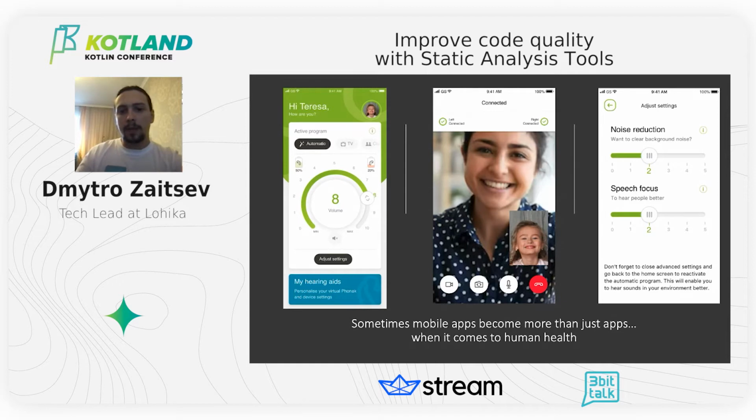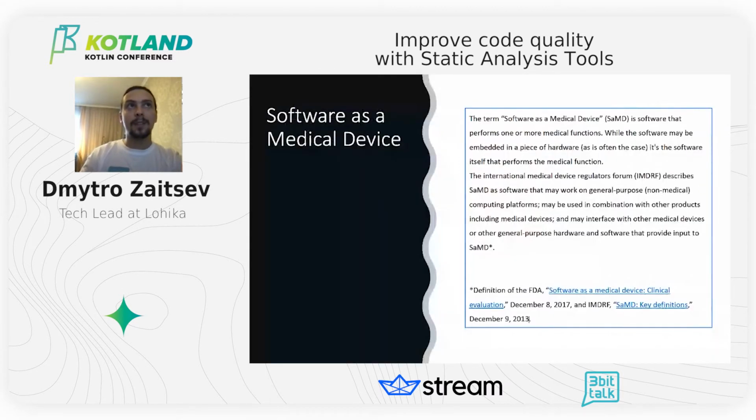But why is this type of application different? Because they are called medical devices. Here you can see the definition of what is software as a medical device. The definition is provided by the Food and Drug Administration in the United States. That's very, very serious, guys. The FDA is responsible for protecting and promoting public health through the control and supervision of food safety, dietary supplements, blood transfusions, medical devices, etc., vaccines, cosmetics.